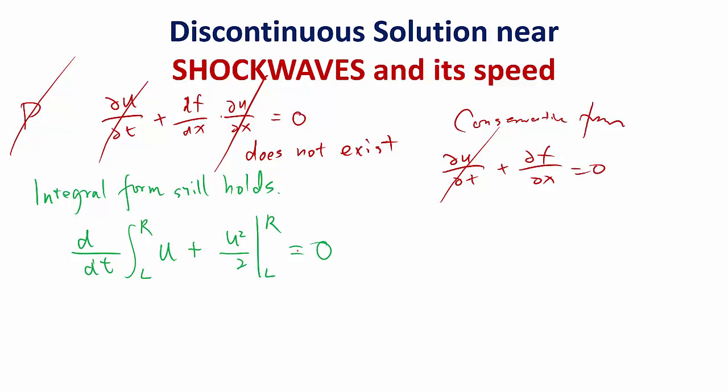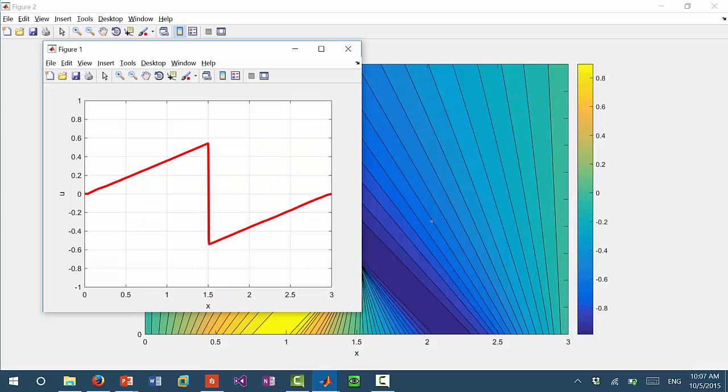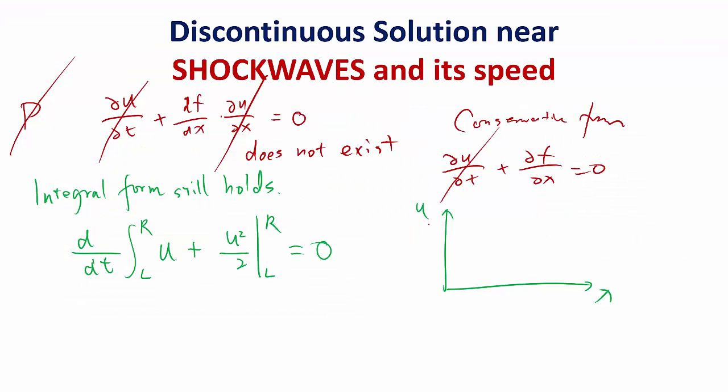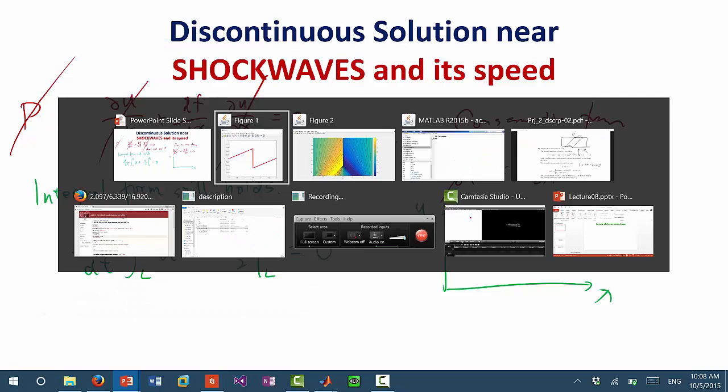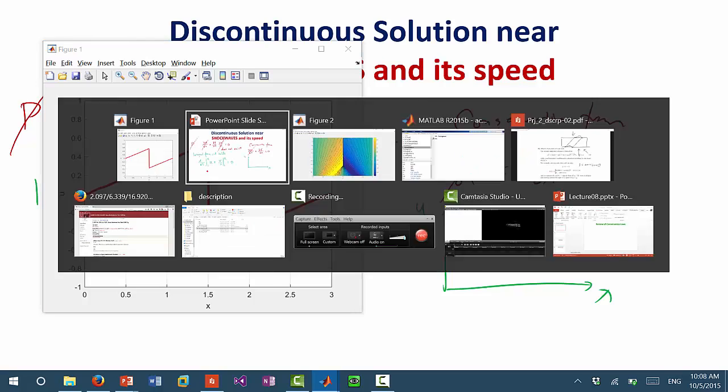Why does it still hold, even when the space L to R includes a discontinuity? So let's look at that. Let's say this is u, this is x. When I'm drawing this diagram, sometimes I'm drawing u as the y-axis, sometimes I'm drawing t as the y-axis. So they are completely two different plots. One is like this plot, the other is like this plot. So be careful what my y-axis is. So u is more like this plot. The y-axis is u.